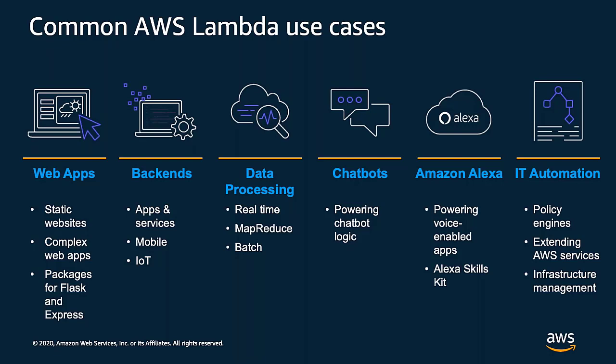Chatbots are commonly built with AWS Lambda functions, and Amazon Alexa skills are built as well. In fact, the Alexa Skills Kit provides an SDK for you to interact with AWS Lambda. Finally, a common use case for AWS Lambda is for IT automation. For example, policy engines can invoke AWS Lambda functions whenever they receive a violation or simply need to test a resource.